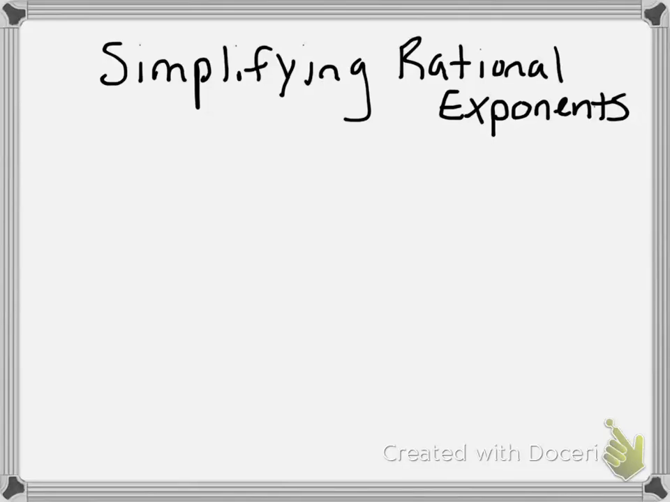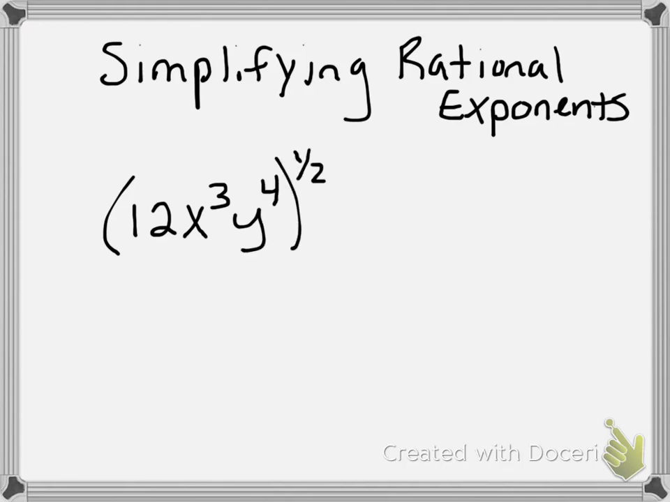Today we're going to look at simplifying rational exponents. Before we begin, we might want to review some of the ones that we did the week before. So there's 12, x to the third, y to the fourth, to the 1/2, and we're going to look at 16, x to the second, y to the third, to the 1/3.